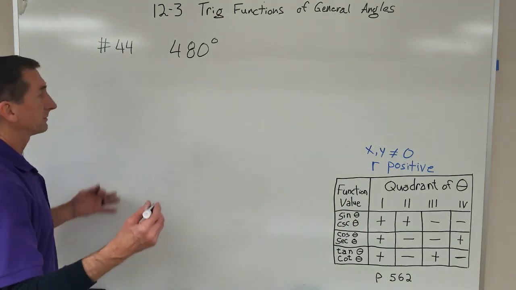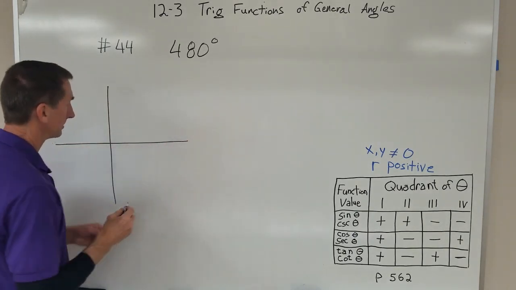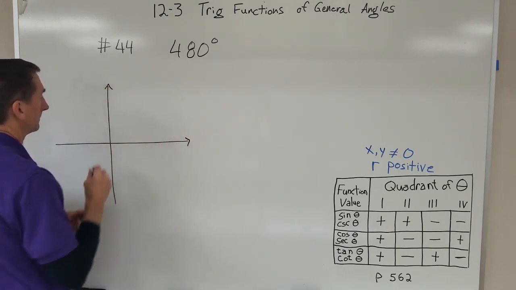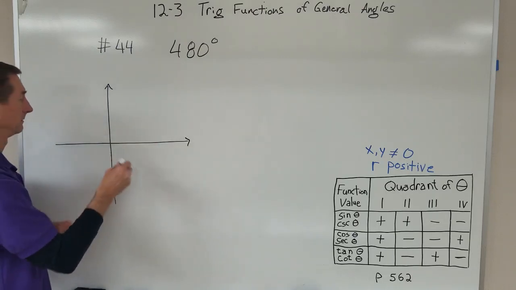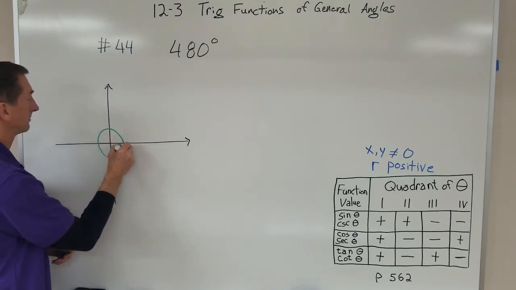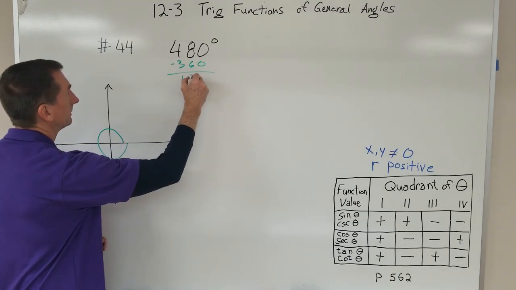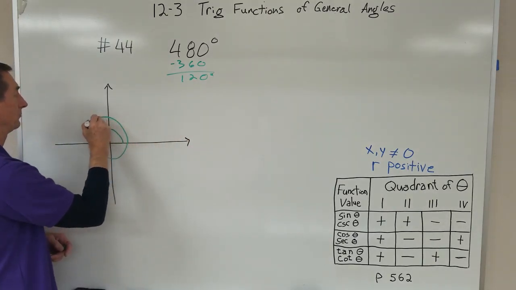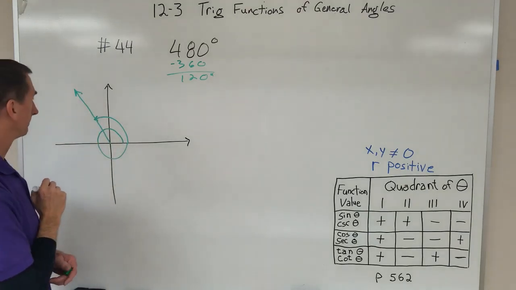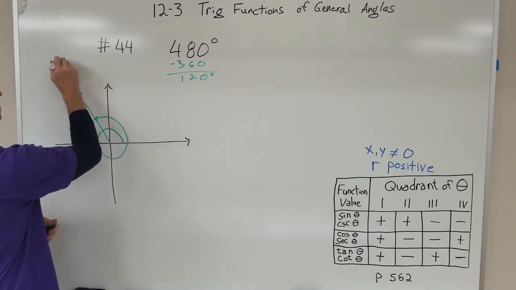Okay, first of all, let's draw this 480-degree angle. So for this one, I'm going to be going around once. There's 360. And subtract 360 off here, that leaves 120. Now I'm going to go another 120 degrees. Just about right there, give or take. Okay, so now that I'm over here, I see that I'm in quadrant 2.